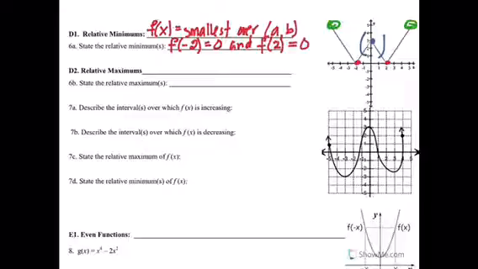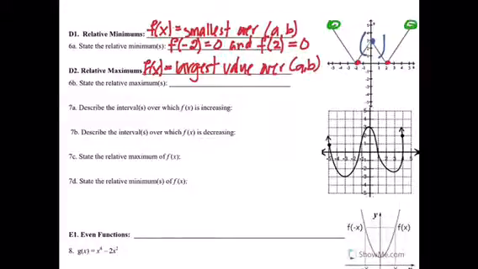So a relative maximum is going to be where our function takes on the largest value over some interval AB. And I would say here my relative maximum happens at 0 and is equal to 3. So notice that I'm putting the x value here. That's the value where it happens. And then I'm putting the value of y here, and that's the what of what is the maximum.